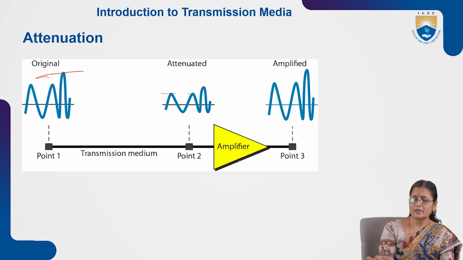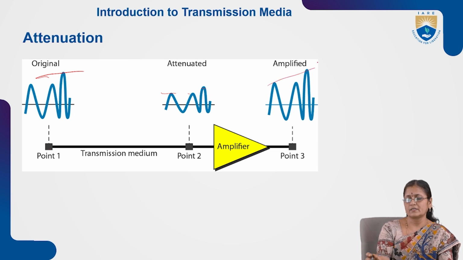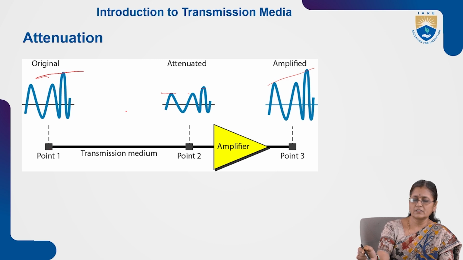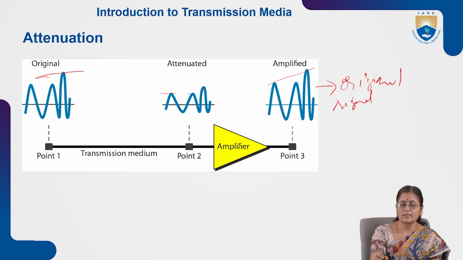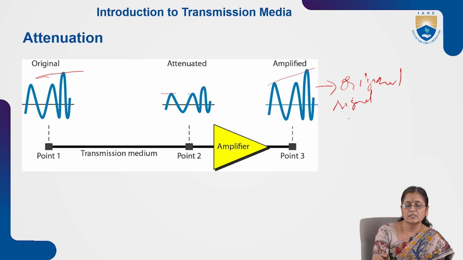Hence, by using amplifiers, the signal amplitude can be increased. So it is amplified, and we get the original signal back. At point 3, if we use an amplifier at the receiver section, we will get the original signal back. So this is nothing but the attenuation of the signal.